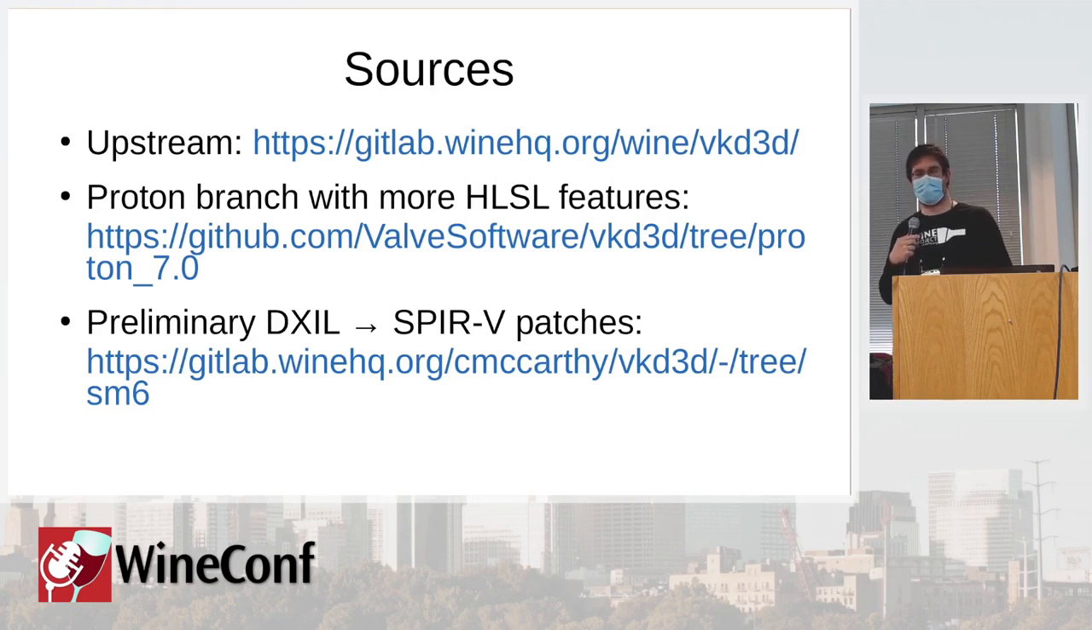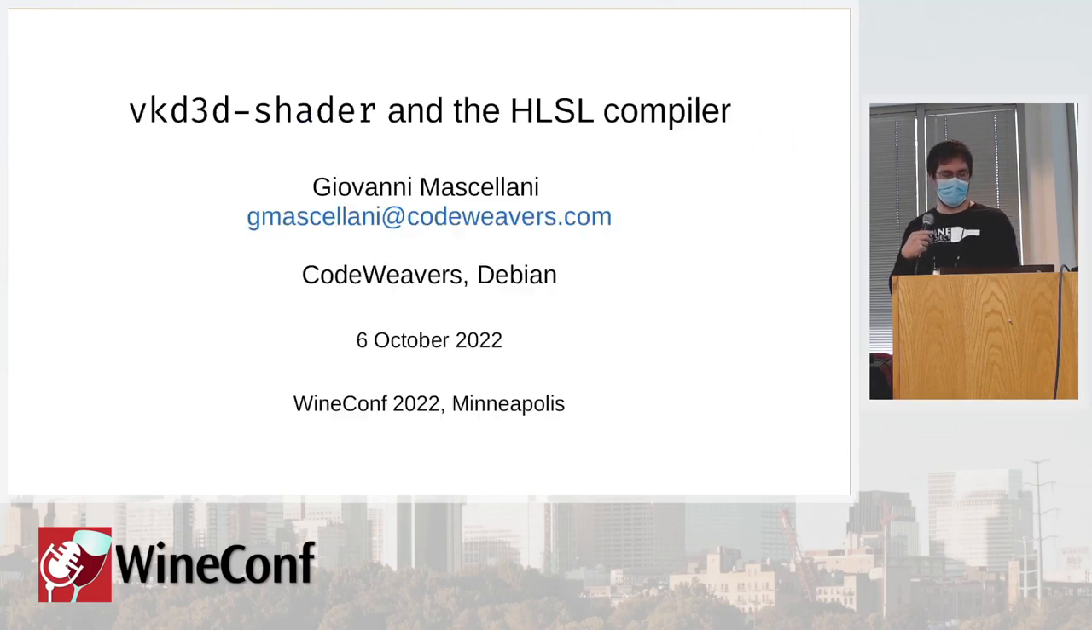which is basically upstream plus the patches that we are still carrying. Most of them are actually relatively ready to be upstreamed. It just takes some time to do the revision. But basically, what is in the Proton branch is what will be upstreamed shortly. And then there is Connor's preliminary work on the XIL that he already made public on that branch, again in Wine's GitLab.